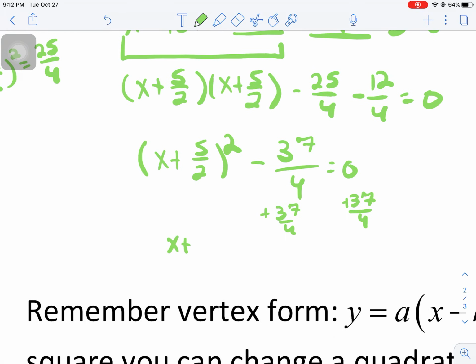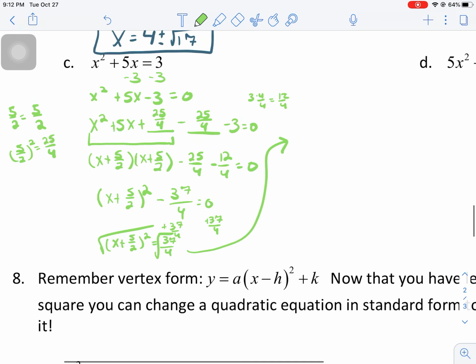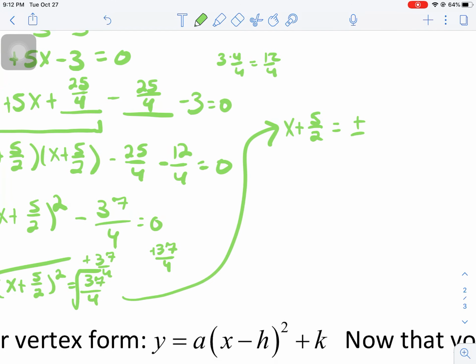And then we get x plus 5 halves squared is equal to 37 fourths. Square root both sides. We would get x plus 5 halves is equal to plus or minus the square root of 37. Square root of 4 on the bottom would just become 2.